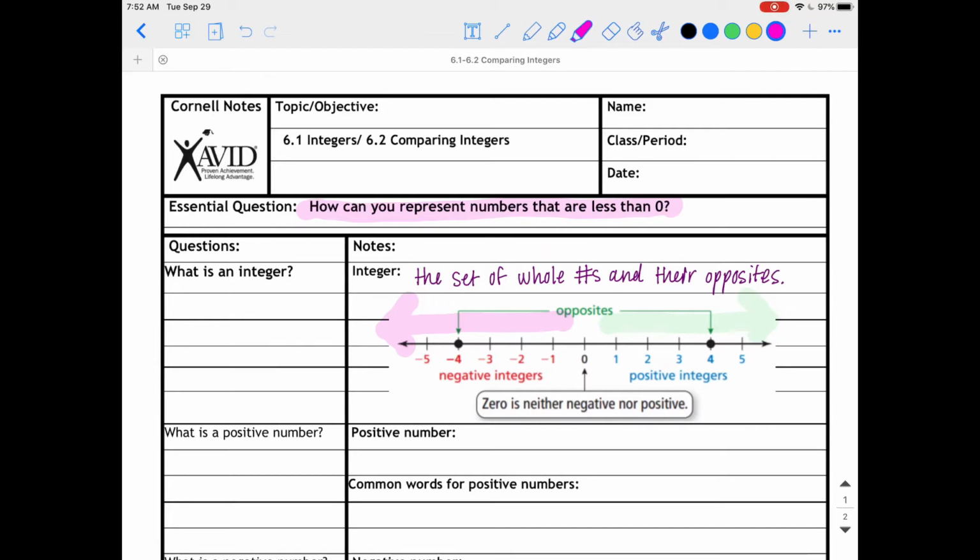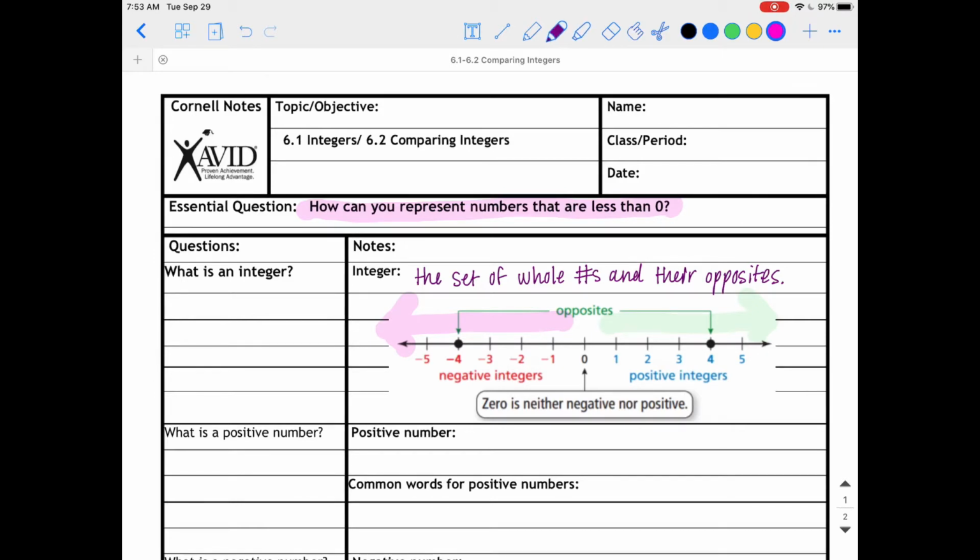But I want to be specific in that these are whole numbers only. So these don't include fractions. These don't include decimals. They are only whole numbers. Okay, so all of the numbers on the number line there, and as they expand beyond left and right, are included in that set of integers.